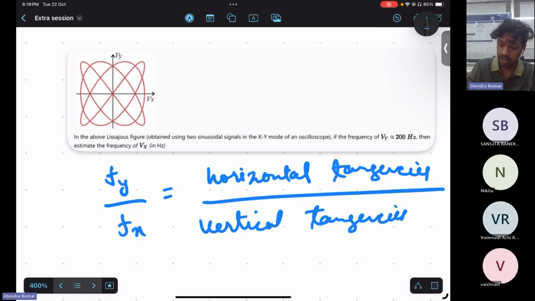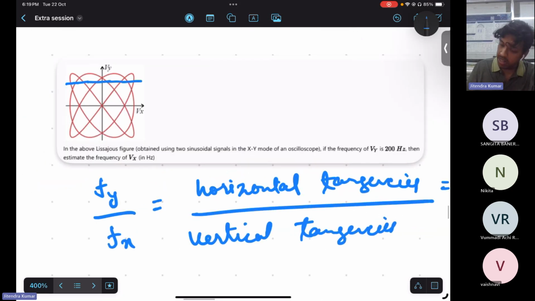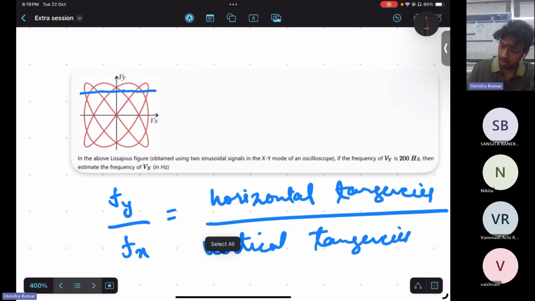So how many horizontal tangencies are there? We have to select so that it should be maximum, right? So 1, 2, 3, 4, 5, 6, 7, 8. Horizontal tangencies are coming out to be 8. Let me know if there's some mistake done by me.